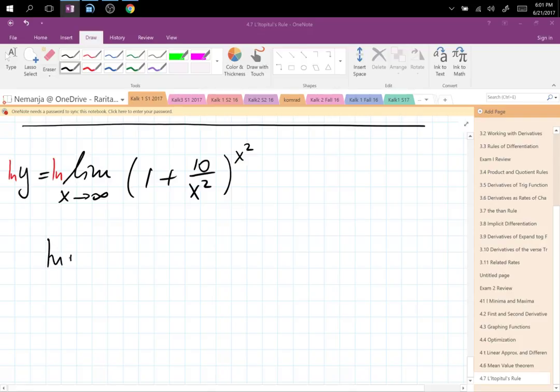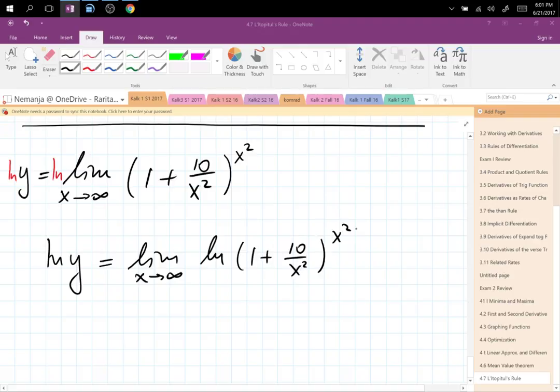So we have ln y is equal to the limit as x goes to infinity of ln of 1 plus 10 over x squared, to the x squared. Now, if you already know, you can put the x squared in this step, so you don't have to write it a million times, but we're learning, so let's do each one.